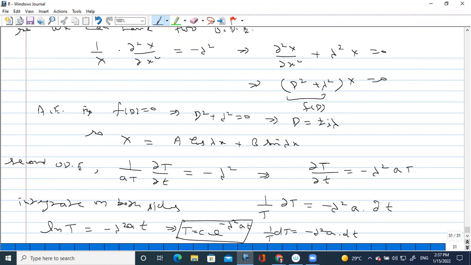Actually, this is a first order ordinary differential equation. Understood? So for that you have to solve it by the variable separable method only. Putting f d equal to 0 comes under the second order differential equation, and we have done it here, but it is not applicable here. Understood? Note down this.